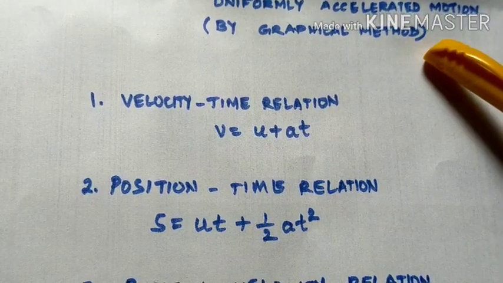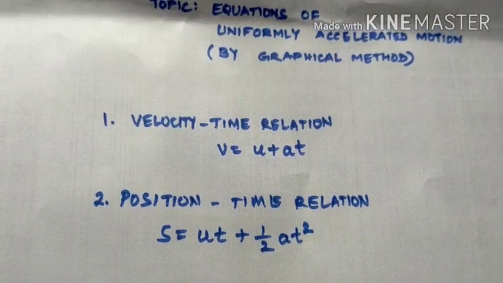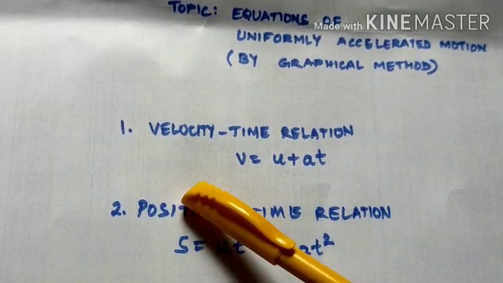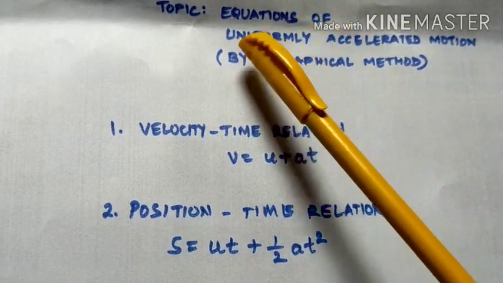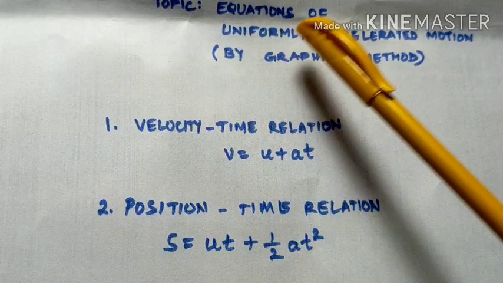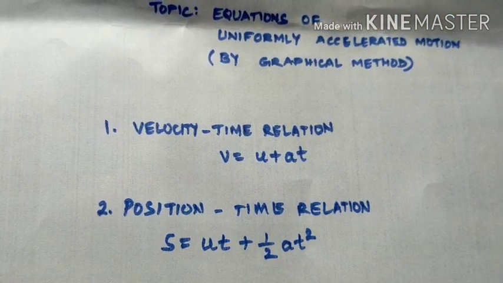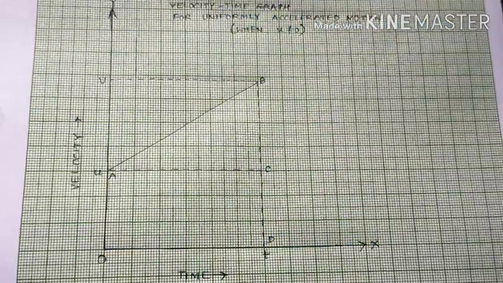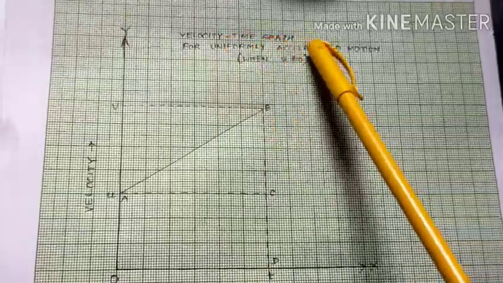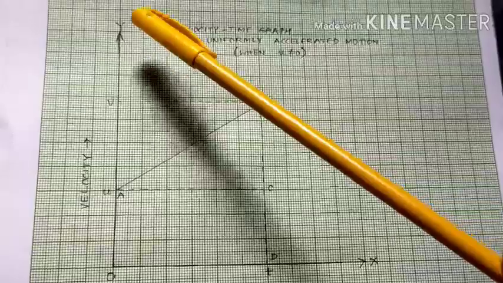So now let's begin by deriving these equations one by one. Now as this is a graphical method, obviously the first step that we need to do is to draw the graph that is going to represent uniformly accelerated motion. So let's begin by doing the graph part. So this is the velocity versus time graph for uniformly accelerated motion.